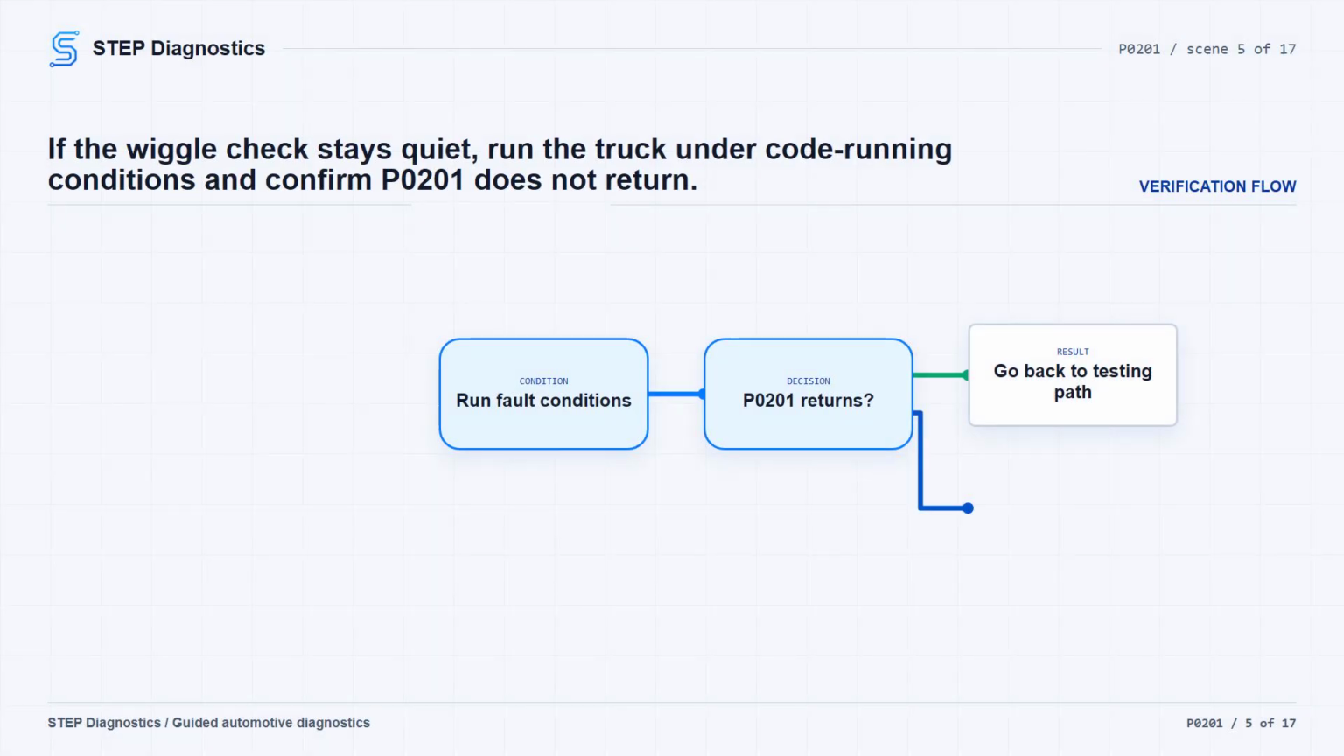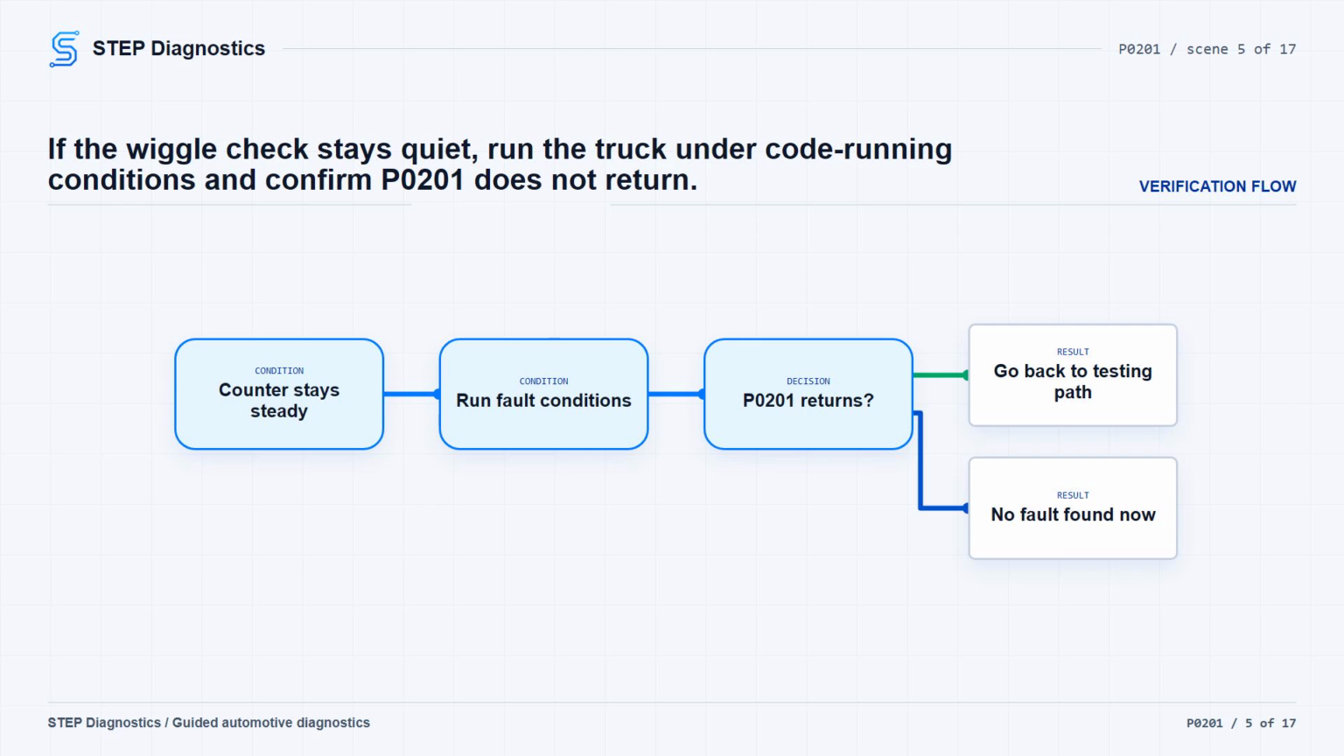If the misfire counter does not increment during the wiggle test, operate the vehicle under the conditions that run the code. If you have captured operating data from when the fault happened, use those same conditions to try to make the fault return. The goal here is simple. Confirm P0201 stays gone before you move on. If it sets again, pause and go back through the earlier diagnostic path instead of guessing at a repair.